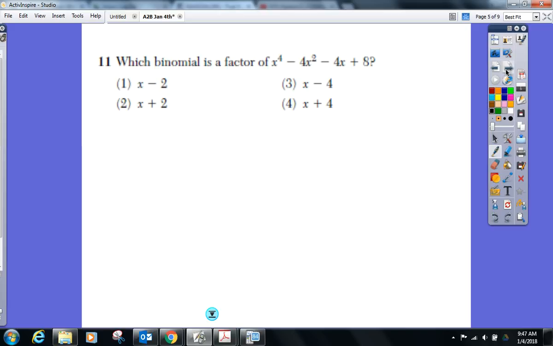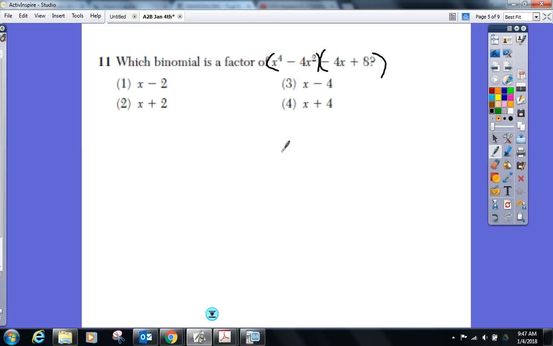Okay, which binomial is a factor? I think you and I think on the same wavelength. What are you guys going to try to do right away? Okay, that's what I tried to do. Don't do it. Don't waste your white space. I'll do it for you. So that's what I tried to do.